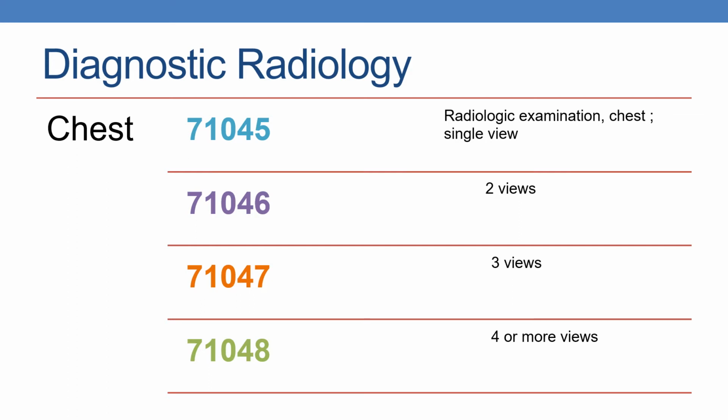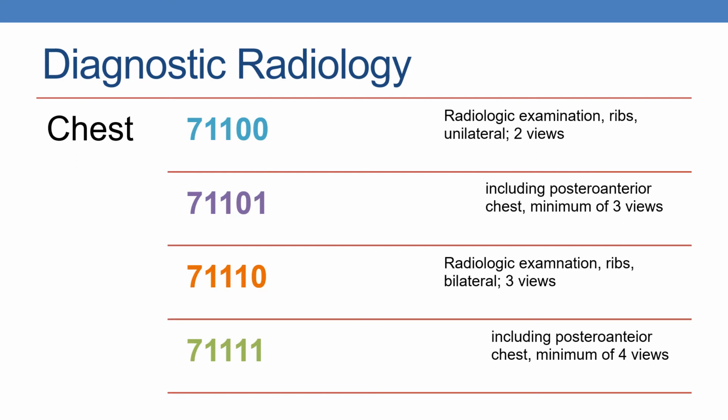Now coming to the diagnostic radiology codes for chest. The first CPT is 71045, which is radiological examination chest single view. 71046 is X-ray chest 2 views. 71047 is X-ray chest 3 views. 71048 is 4 or more views.